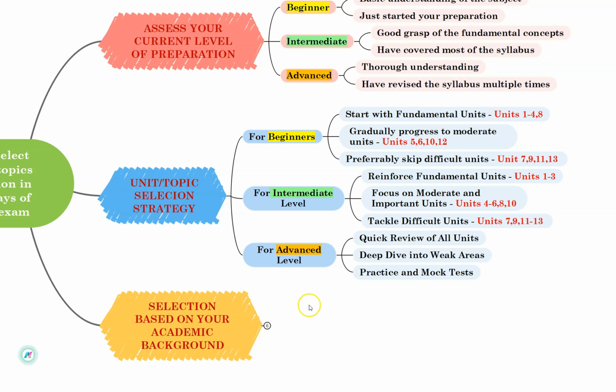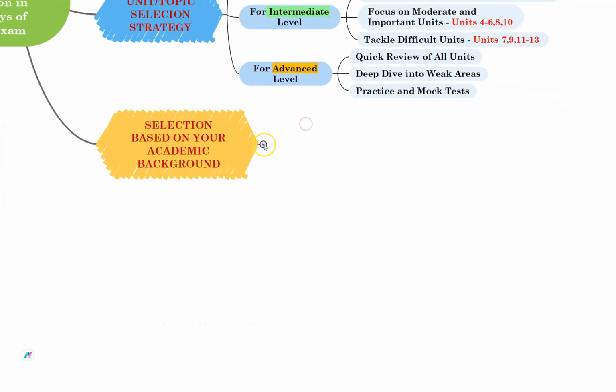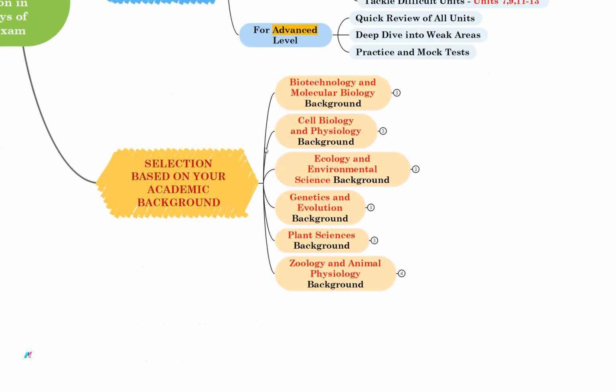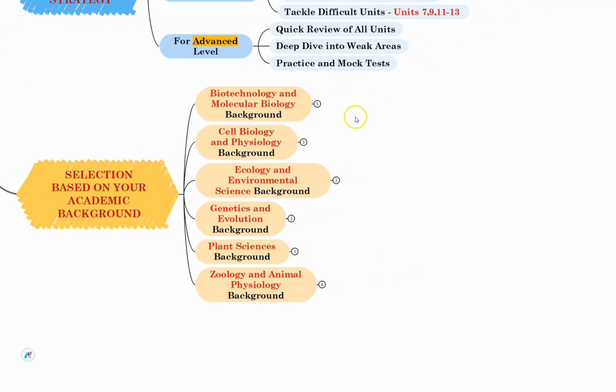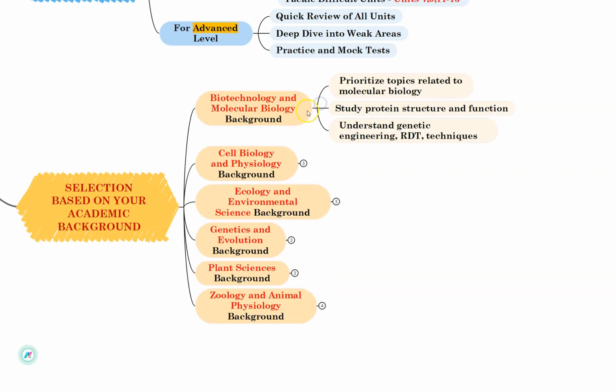Okay. Now next is the selection based on your academic background. Now when selecting units for revision, consider your academic background and focus on areas where you need to revise more. Okay, so here is a breakdown based on the different academic backgrounds. If you're from biotechnology or molecular biology background, prioritize topics which are related to molecular biology, such as DNA replication, transcription, translation, gene expression, etc.